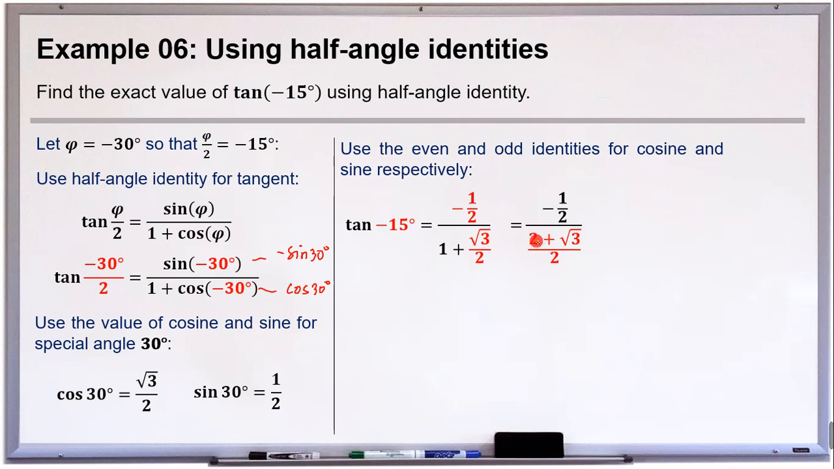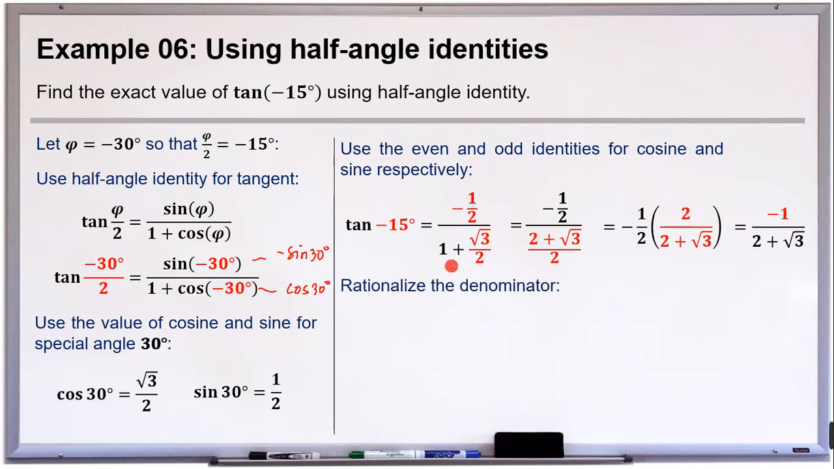Next, simplifying, especially in the denominator. So we have here 2 plus square root of 3 all over 2. So the LCD is 2. Next, take the reciprocal of the denominator. So you have negative 1 half times 2 over 2 plus square root of 3. And we have here negative 1 all over 2 plus square root of 3. Next, we're going to rationalize the denominator to simplify this one further. So the conjugate of 2 plus square root of 3 is 2 minus square root of 3.